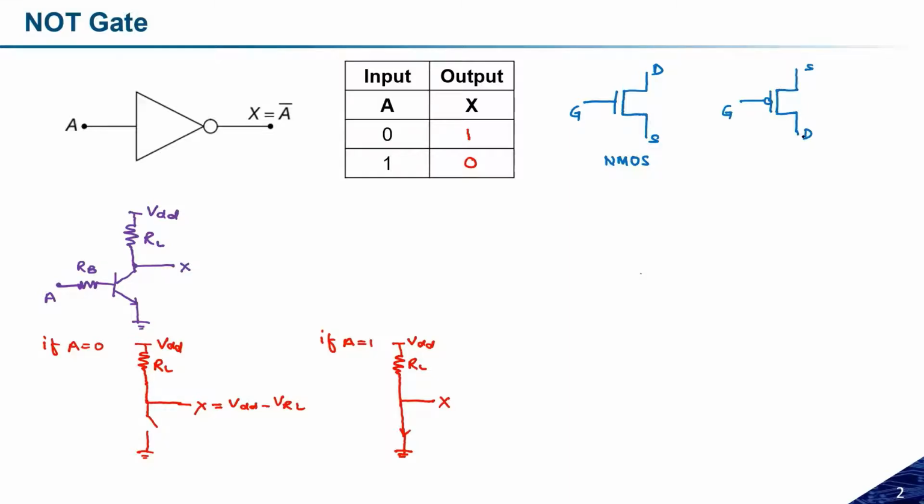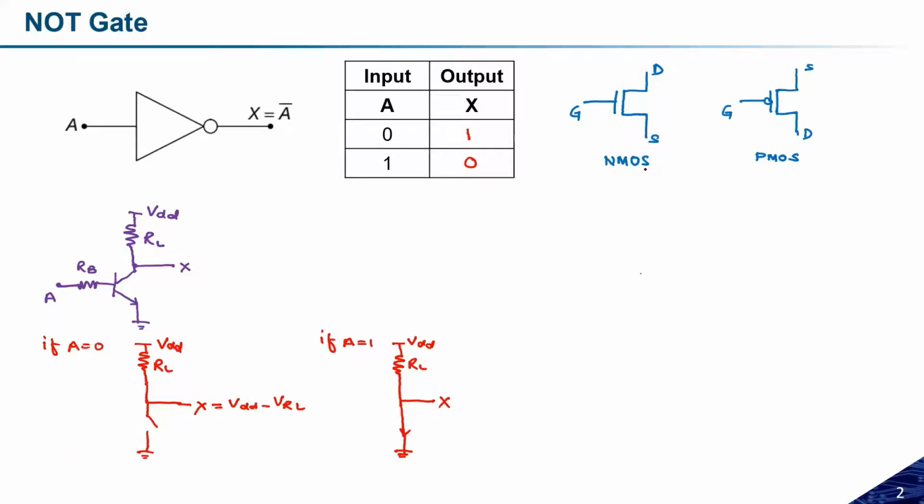And there is one more terminal, the body terminal, which in both the PMOS and NMOS transistors is connected to the source terminal, right? So body is connected to the source. I'm not considering the body for simplicity. So this is how the PMOS and NMOS transistors look.